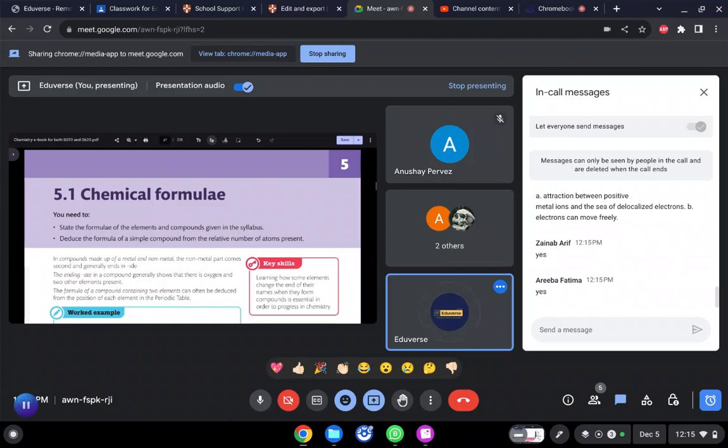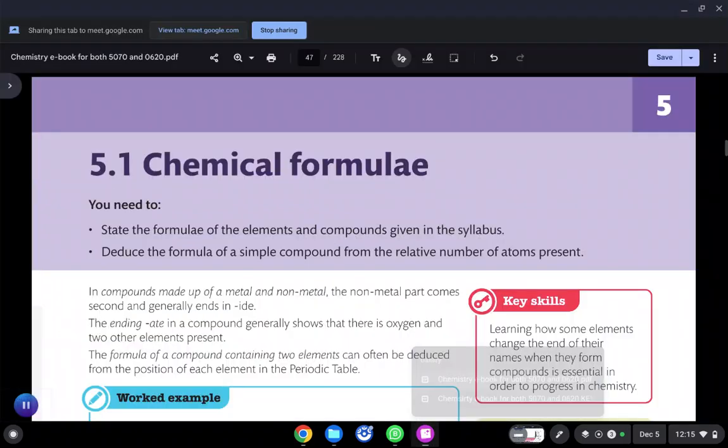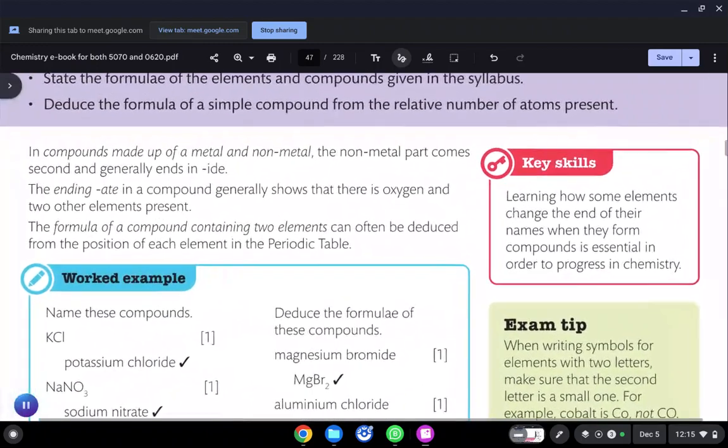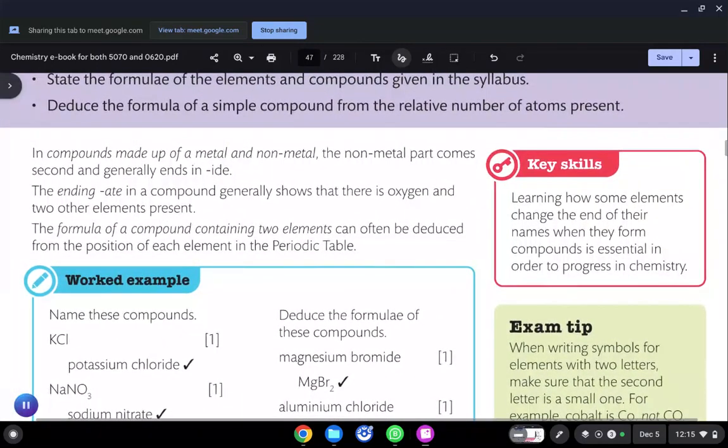Okay children, we will do some examples of this, very well. It is written here, beta, that the ending ATE in a compound generally shows that there is oxygen and two other elements present. So keep this in your mind: with the ATE ending, one element must be oxygen and two other types of elements are present.